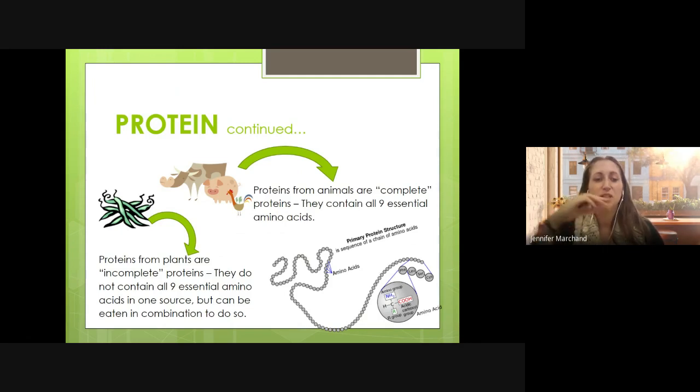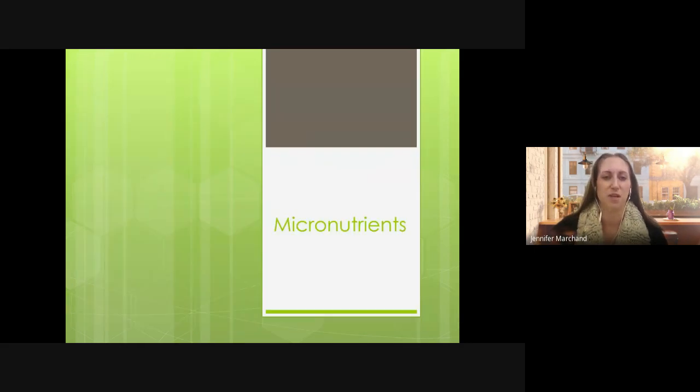Proteins you can also get from plants. They're just incomplete proteins. So they do not contain all nine essential amino acids in one source. But if you eat different foods in a combination, you would be able to get all nine essential amino acids that you need. So that's why, if there's people out there who are vegetarian or vegan and they're not eating any animal protein, they really have to make sure they're watching their diet and varying what they're eating in different plants and beans and vegetables and things like that, to make sure that they're getting all nine essential amino acids in their diet to help them function properly on a regular basis.